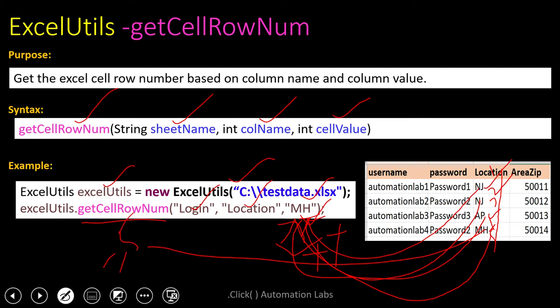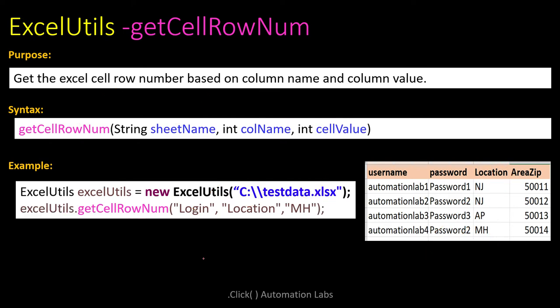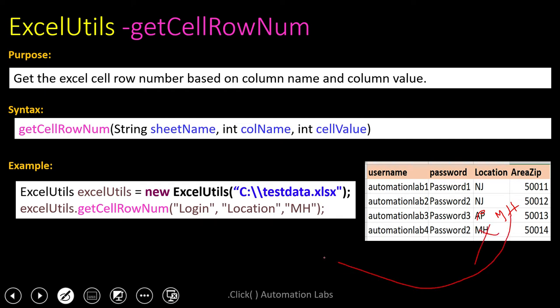Okay. So if MH is at two places, let me explain in another way. Suppose this value is also MH. Then this method will not go over here. It will return only the fourth as an output, which means the first occurrence. Hope you are with me, right? So this is the purpose of get cell row number.